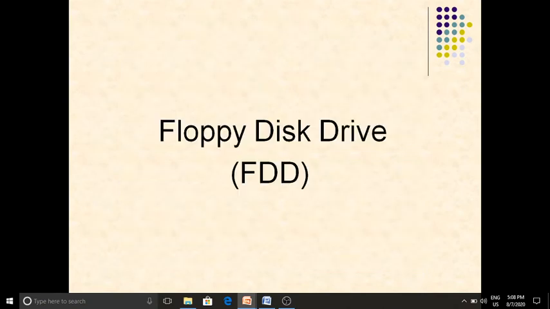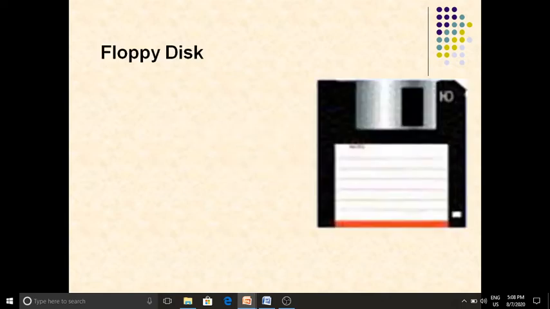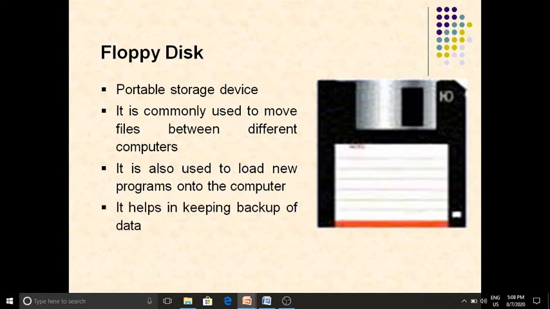Now let us move to the next slide. Now we'll see in detail what a floppy disk drive, FDD, is. Actually, this is the oldest method of storing data, and now it is not in use. That is the floppy disk, a portable storage device.